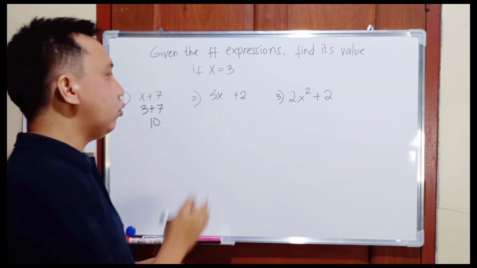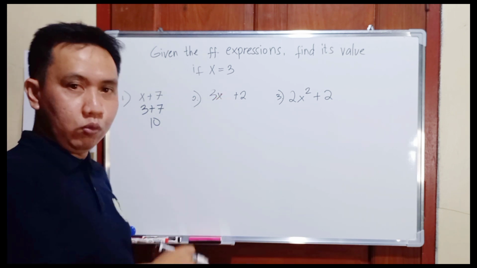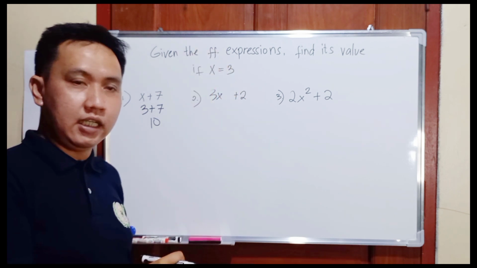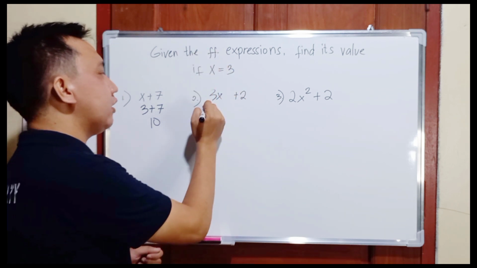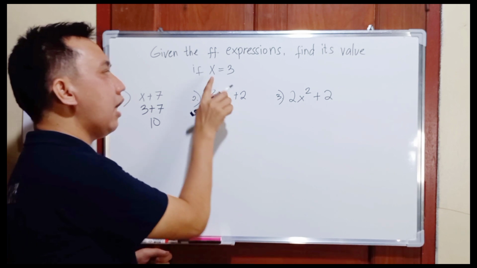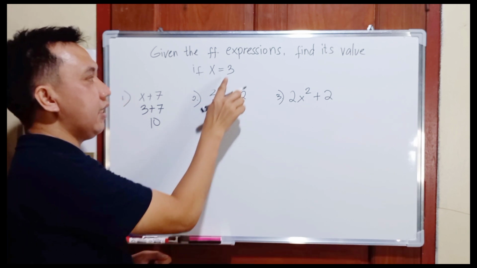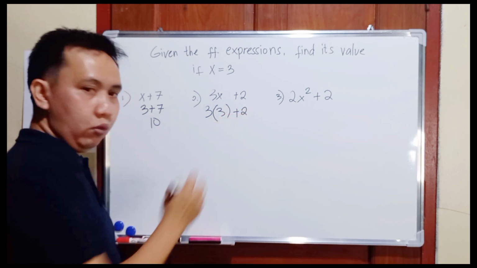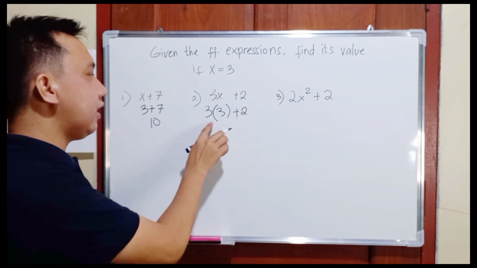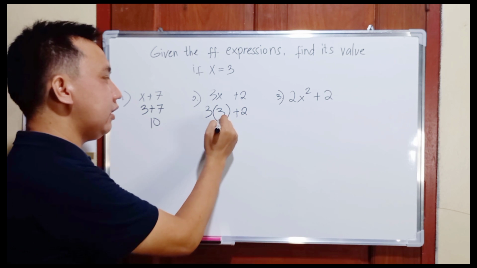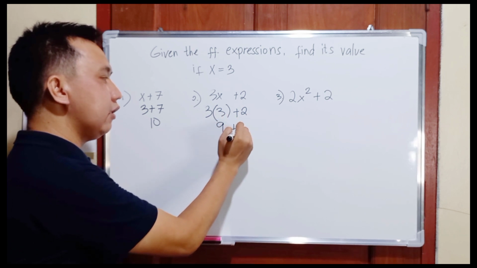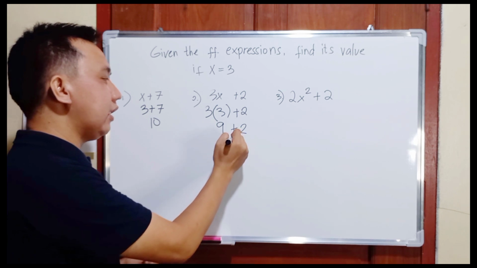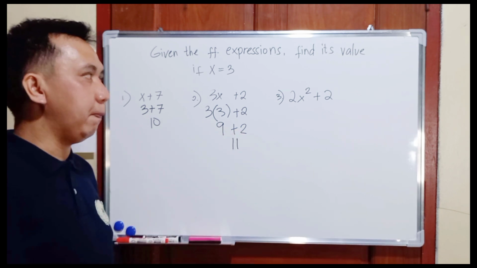Dito naman sa number 2, 3x plus 2. And given natin, x is equal to 3. Substitute lang. So, 3 times our value of x, papalitan natin ng 3 plus 2. So, isi-simplify natin. 3 times 3, that is 9 plus 2. Simplify ulit. 9 plus 2, that is 11.